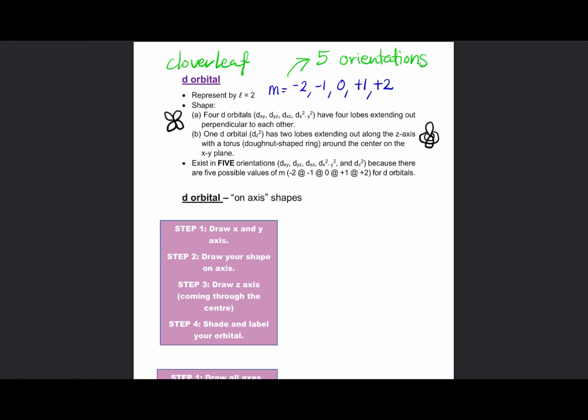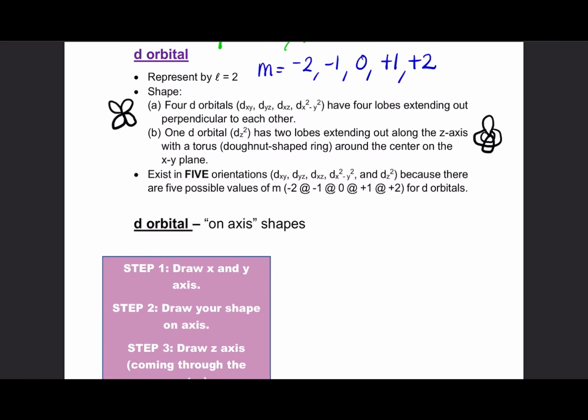So that is going to be the one that you have to know about d orbital. So 5 orientations exist in dxy, dyz, dxz. So this kita kena hafal. And the next one, you got dx square minus y square and dz square. So how to do this?